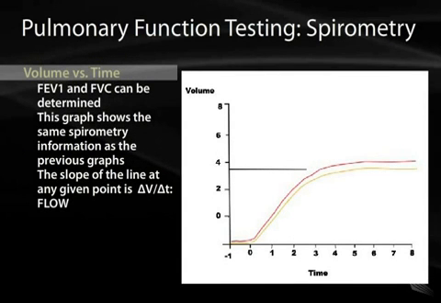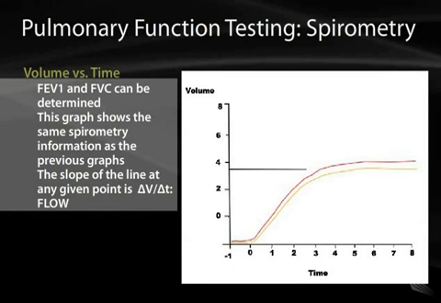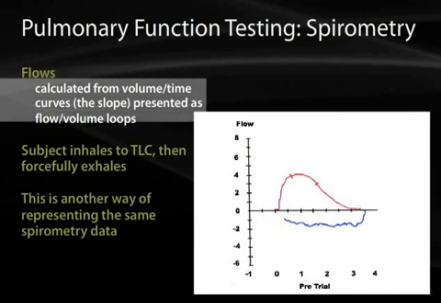Here's an example of the same spirometry information shown with a different graph. Once again, time is on the x-axis and volume is on the y-axis, but this shows a positive deflection for exhalation. We could take the slope of this line at any point, which is the change in volume over the change in time, and the slope at any point defines the flow.